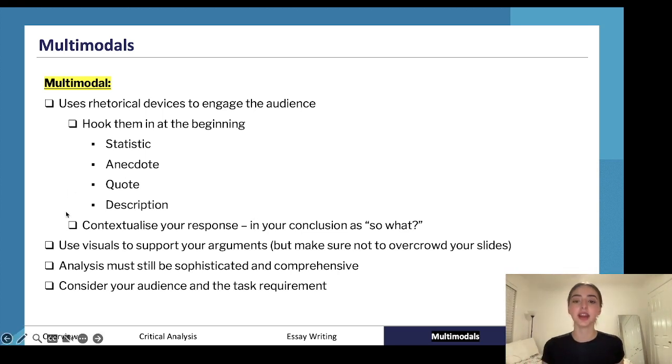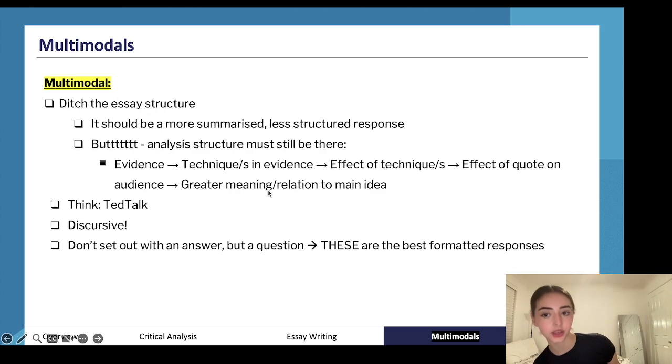Contextualize your response. So in your conclusion, say something like, so what? What does this actually mean? I've said all this to say what? Use visuals to support your arguments, as I was saying. Your analysis must be sophisticated and comprehensive, and you must consider your audience and the task requirement. Okay, ditch the essay structure, as I've been saying, okay? It should be a more summarized, less structured response, but analysis still must be there. So you still must have all of these points that we were talking about before. As I said, think like a TED Talk, think of it more discursively.